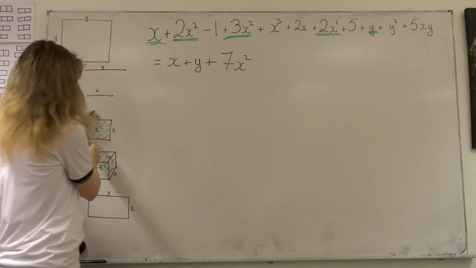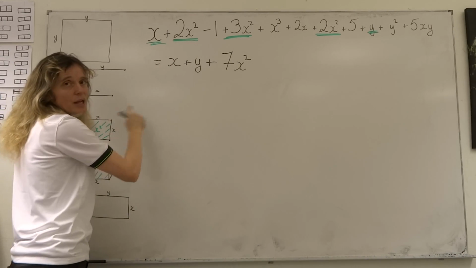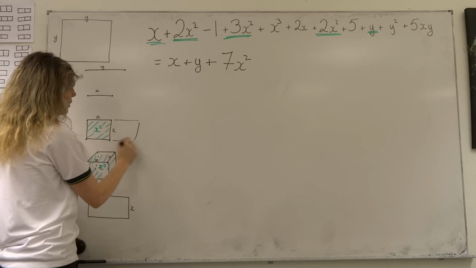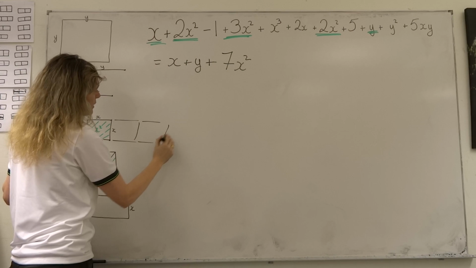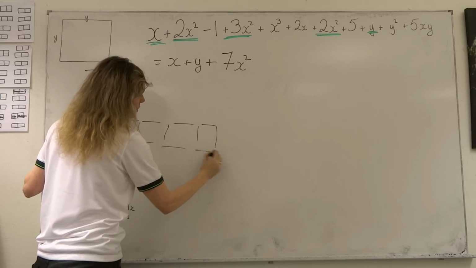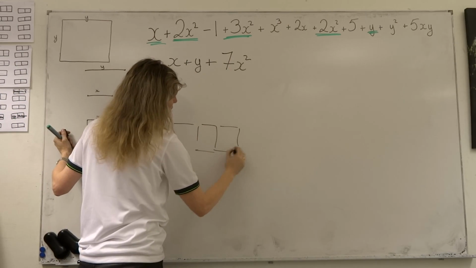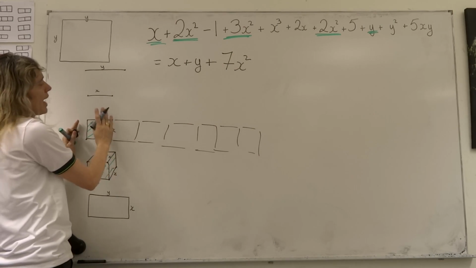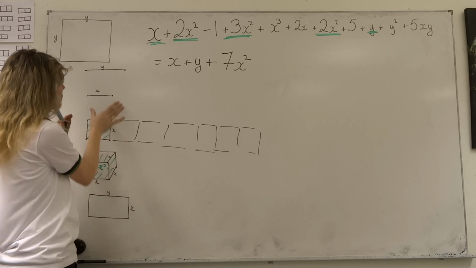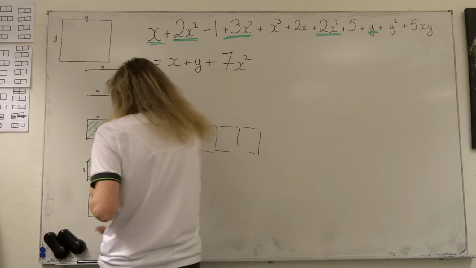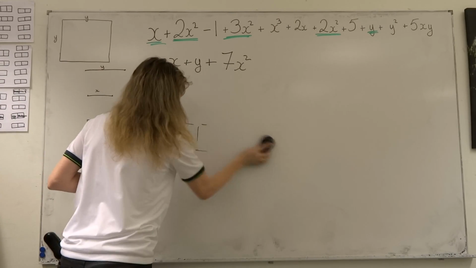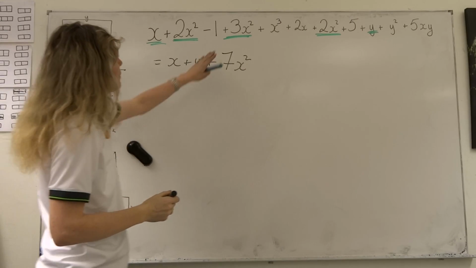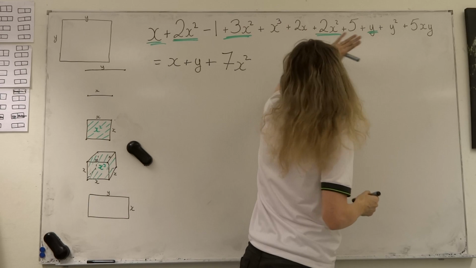It's like me taking 7 of these and putting them after one another in a row and saying, how many do I have? First I had 2, then I added 3x squareds to them, and then I added another. So if I was to count up the amount of area of x squared I have, I would have 7. And it's not related to the length x of my piece of wire. So that's what we're doing there.